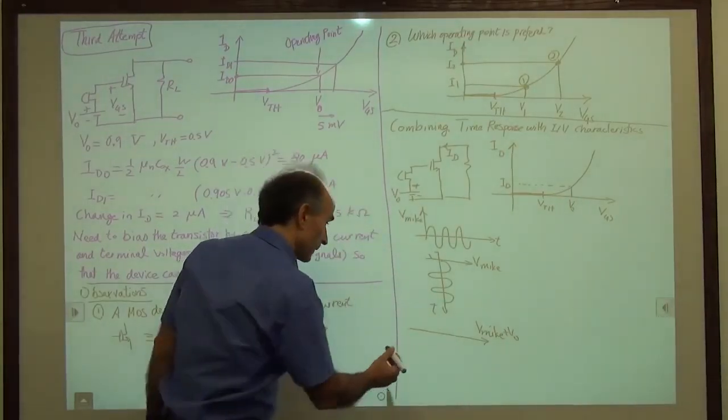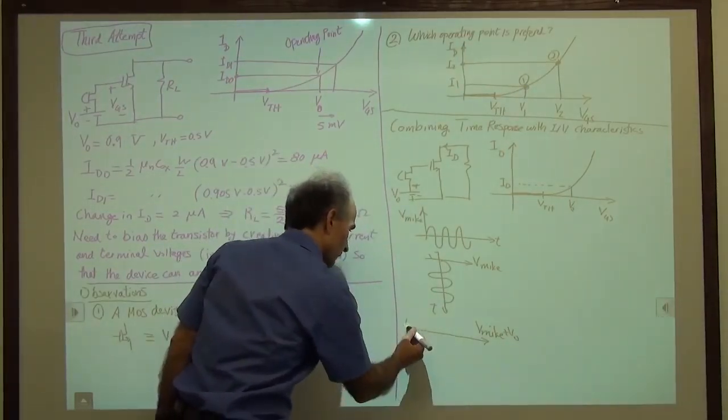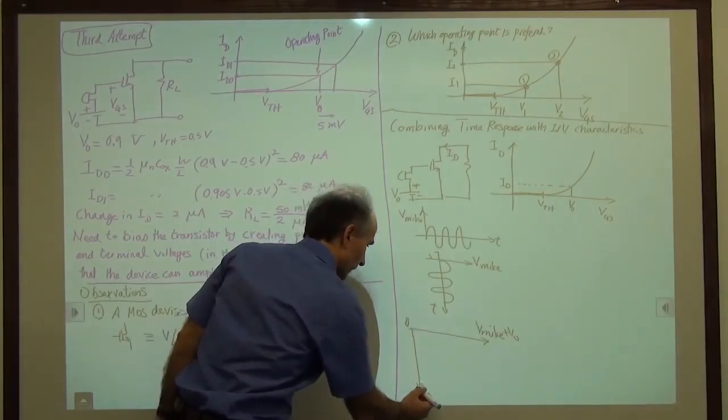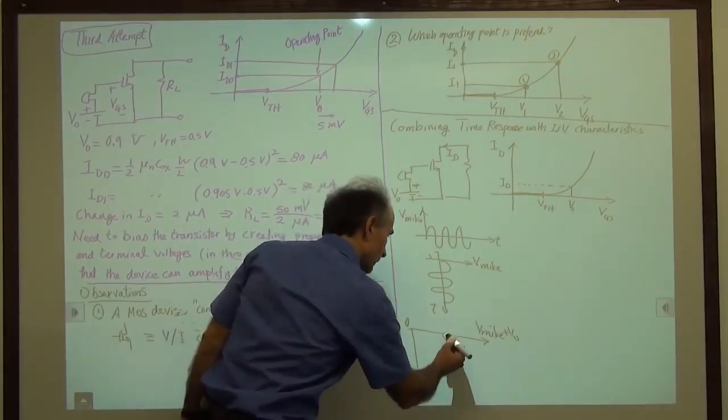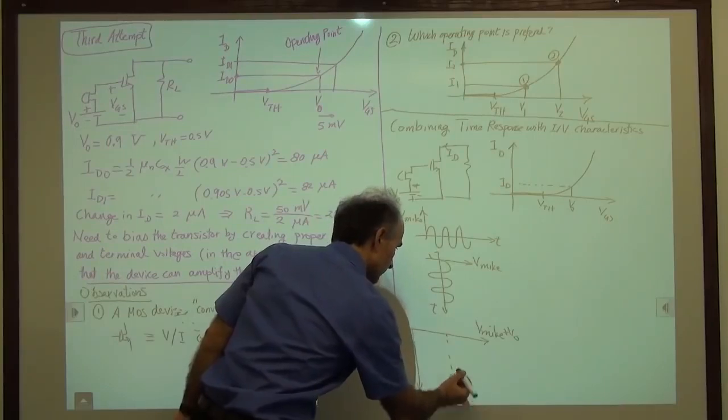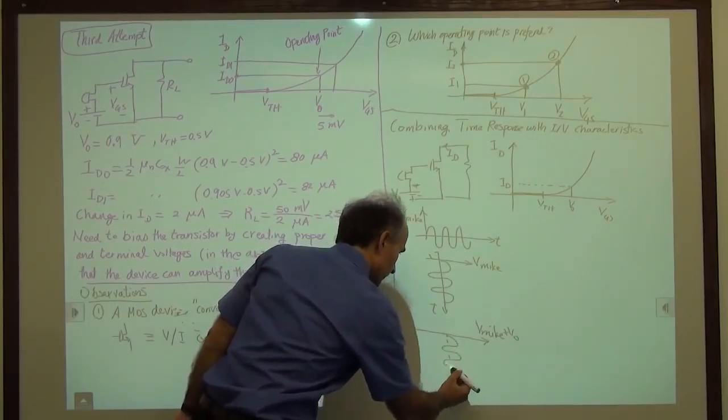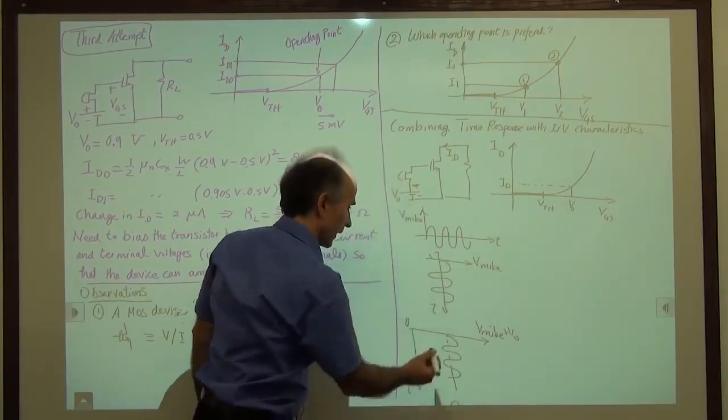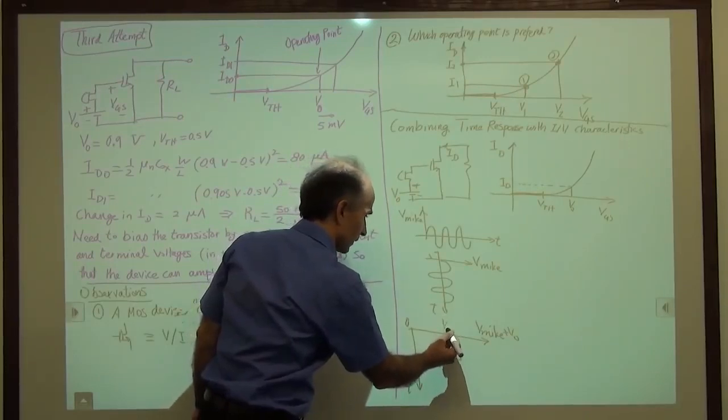So what does it look like? Well, it's just shifted, right? So this is 0 for both time and voltage. And now we are over here. So we have this. And it starts at V0 here.